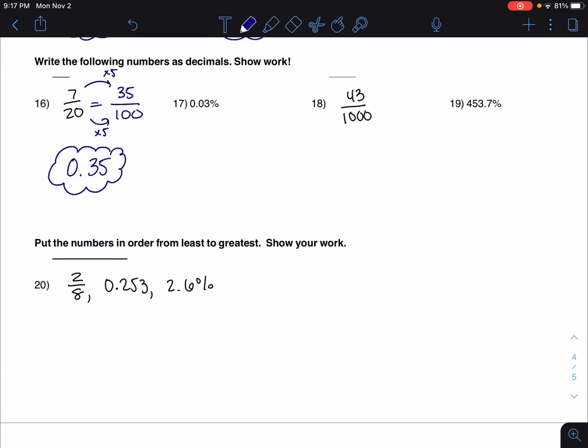To go from a percent to a decimal, I'm going to move the decimal 2 places to the left. Move it to the left 2 places. So 1, 2. So this is going to be 0.0003.